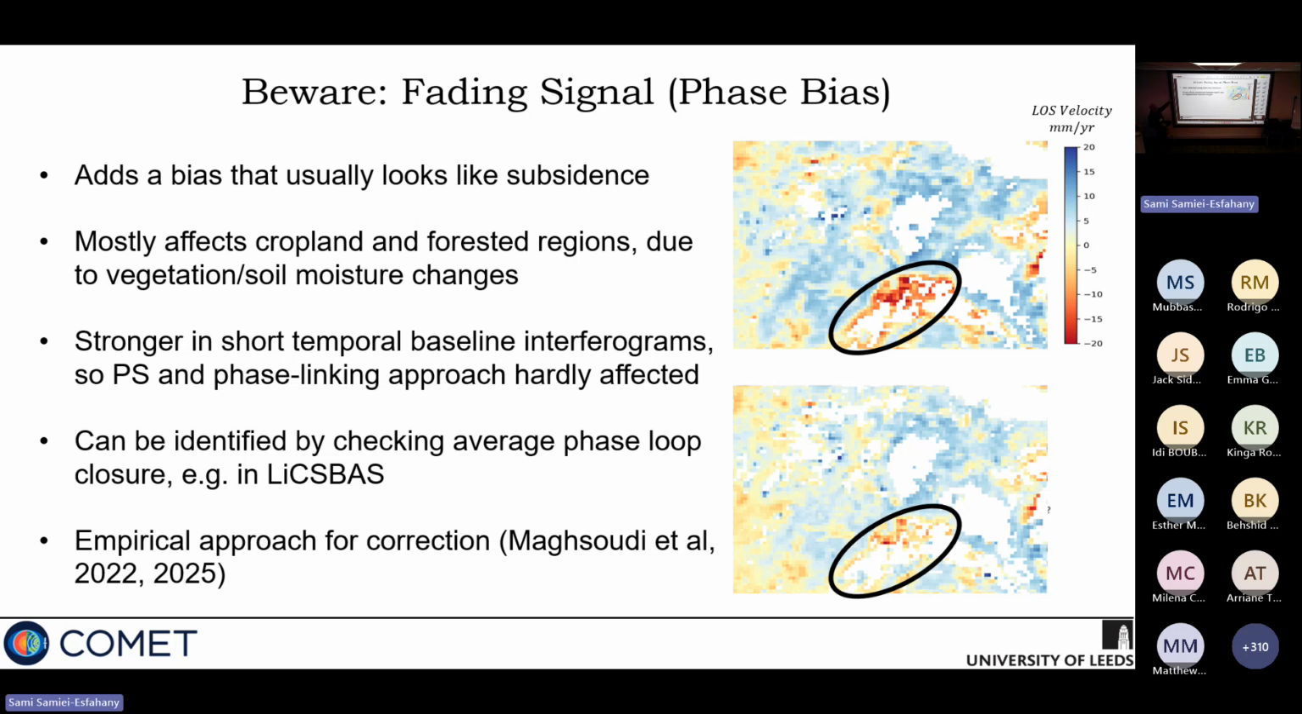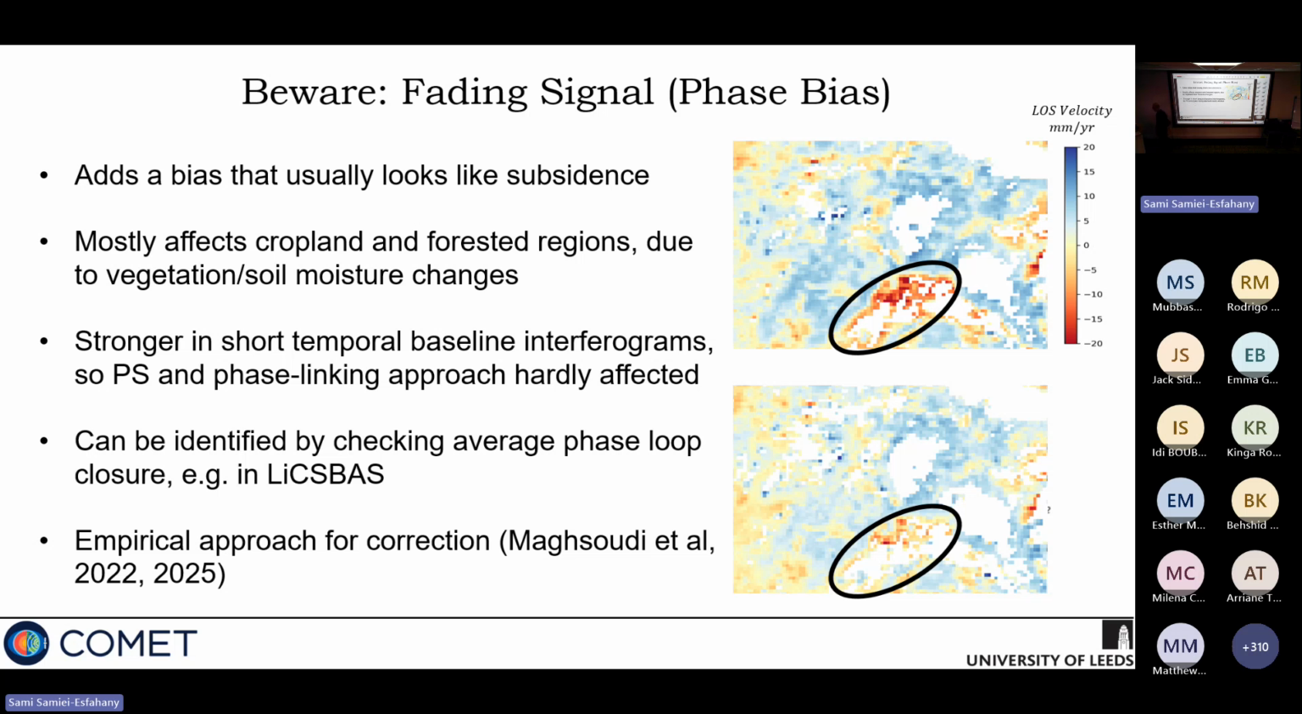Because it's due to changes in soil moisture and vegetation, this really affects cropland and forest regions typically. And you don't see this effect in urban regions so much. As I mentioned already, this effect is stronger in short baseline interferograms. But if you take a PS approach or a phase linking approach, then it's much less affected. So that's a good motivation if you want to deal with distributed scatterers in a good way, rather than just take a normal small baseline approach.